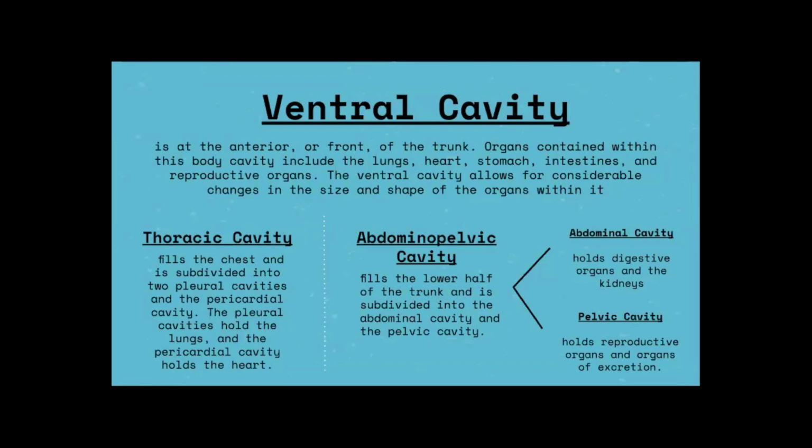So, in the ventral cavity, we have the thoracic cavity and the abdominal pelvic cavity. The thoracic cavity fills the chest and is subdivided into two pleural cavities and the pericardial cavity. The pleural cavities hold the lungs, and the pericardial cavity holds the heart. The abdominal pelvic cavity is basically the lower half of the trunk, and it is subdivided into the abdominal cavity and the pelvic cavity. The abdominal cavity, it's like the stomach area. This holds digestive organs and the kidneys, and the pelvic cavity holds reproductive organs and the organs of excretion.